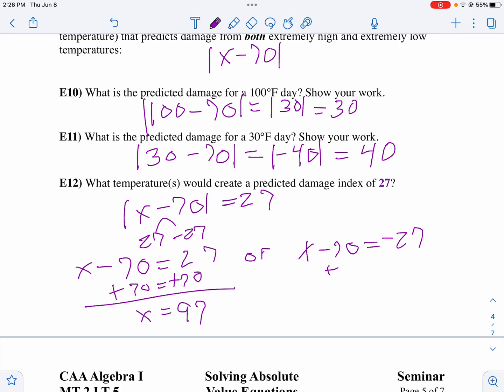If I add 70 to both sides here, positive and negative, I subtract. 10 minus 7 is 3. And 6 minus 2 is 4. So a temperature between 43 and 97 would be okay, but anything 97 degrees or hotter or 43 degrees or colder would be not safe.